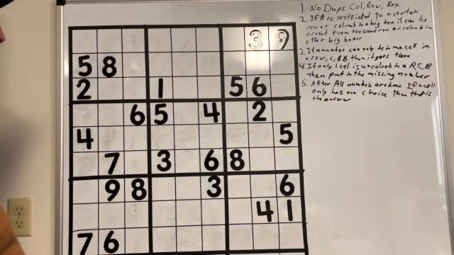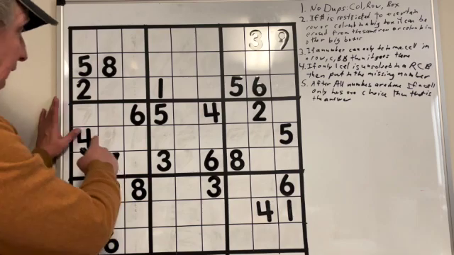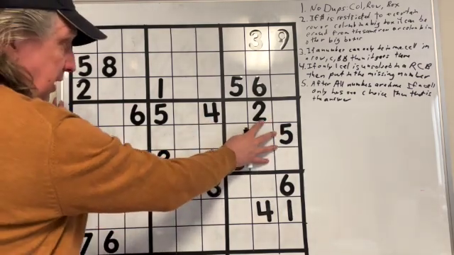Dang, okay. Well, let's try 4s. How many 4s we got? We got 3 4s, maybe so. Oh yeah, look. 4, I'm going to look at this box.